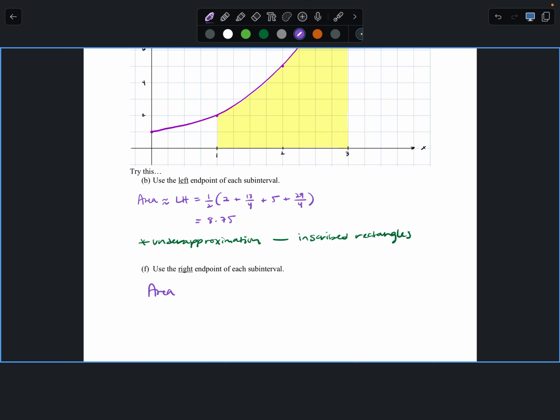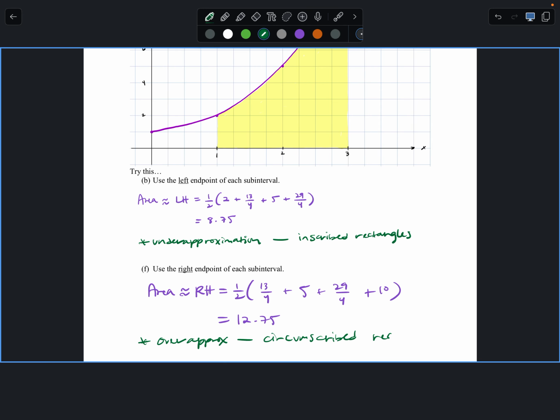And then when we used the right endpoints, so our right-hand approximation, function values were 13/4, 5, 29/4, and 10. And that ends up being, what did you guys get? 12.75. Me too. Okay. And that is an over approximation because we use circumscribed rectangles.